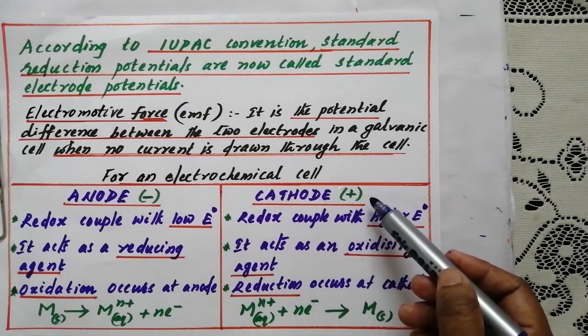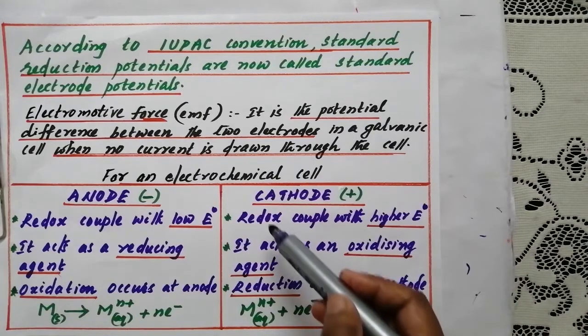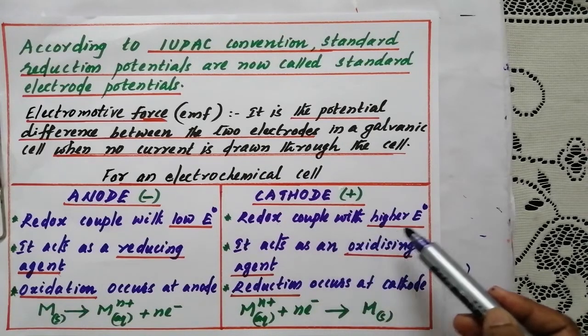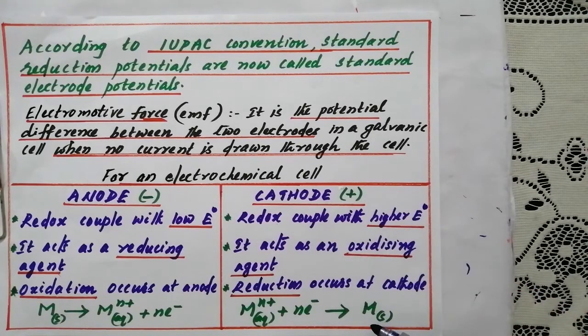Cathode is having positive charge. The redox couple with the higher E0 is chosen as the cathode. It acts as an oxidizing agent and reduction occurs at the cathode. Oxidizing agent undergoes reduction. The reduction reaction is represented like Mn+ + n electron giving M solid.